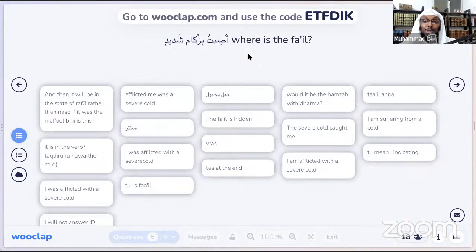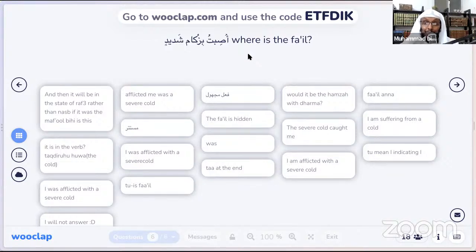So, أصبت بزكام. The تُ here is what we call naib fa'il. You did not afflict yourself with a severe cold. Okay? You did not afflict yourself. All right? But instead, you got afflicted. Right? So the تُ here, which would normally be the fa'il, we now call naib fa'il. It takes the place of the fa'il.